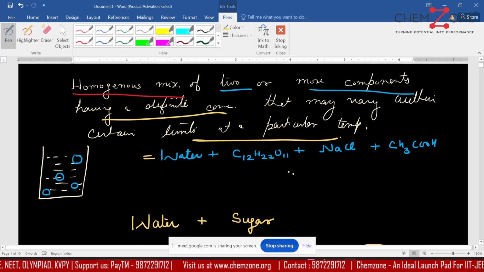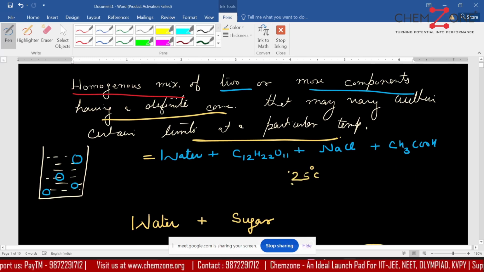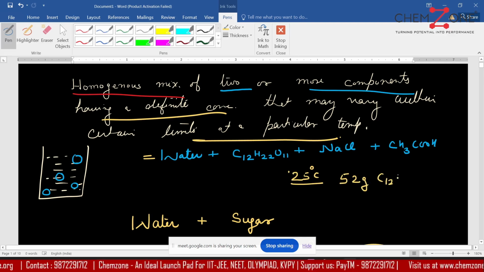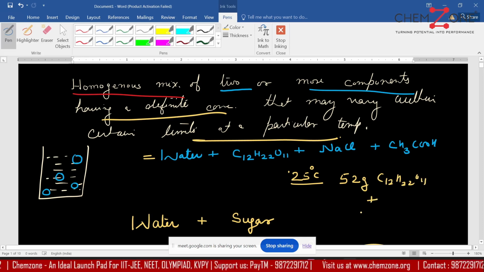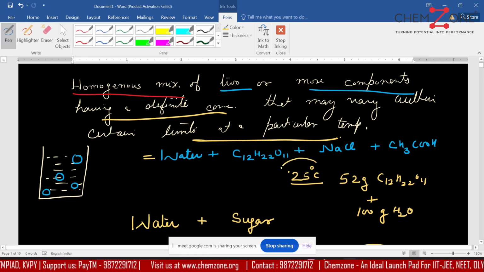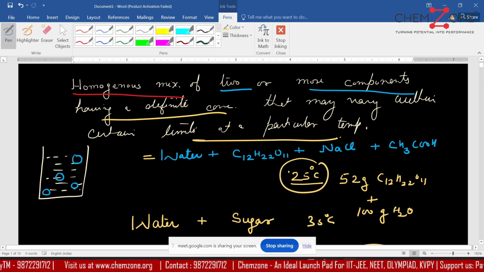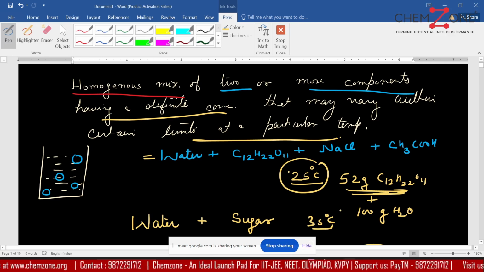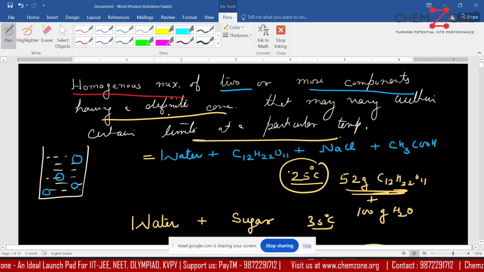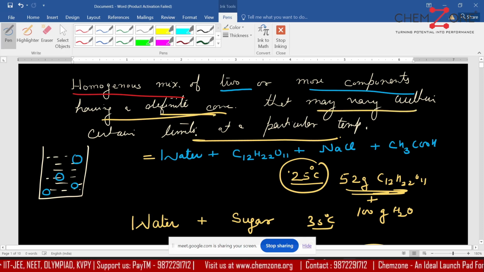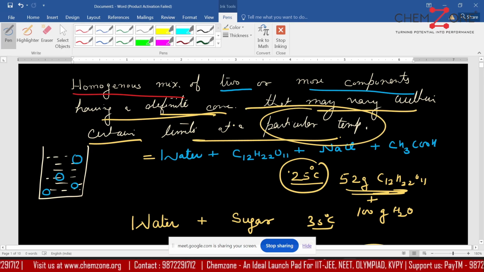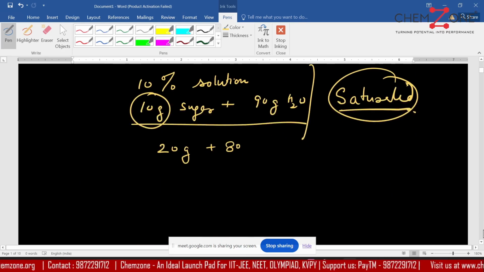Suppose at 25 degrees Celsius, we are adding 52 grams of sugar, C12H22O11, to 100 grams of water. But if I change the temperature to 35 degrees Celsius, I can add more sugar to it. So that's what I say: there's a particular definite concentration and it can vary within certain limits, but at a particular temperature. Understood? That is the definition of a solution.